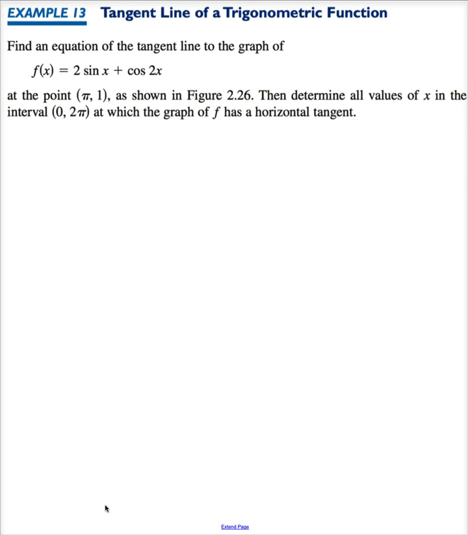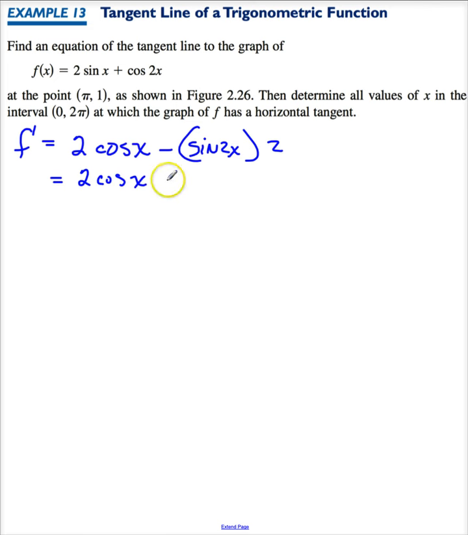Now, suppose we want to find a tangent line with trig functions. If we're going to find an equation of a line tangent to this graph at this point, well, you know, first of all, that you need to take the derivative. So you find f prime. F prime is 2 cosine x minus, derivative of cosine is minus sine. Now I need to multiply by the derivative of the inside, and that's 2. So let me rewrite this. This is 2 cosine x minus 2 sine of 2x.